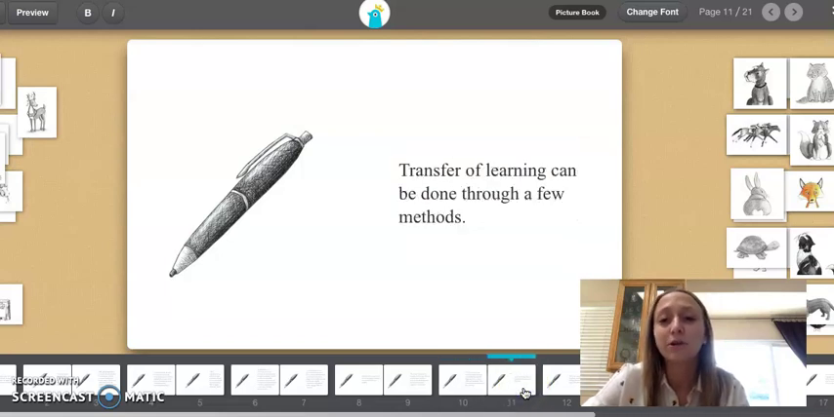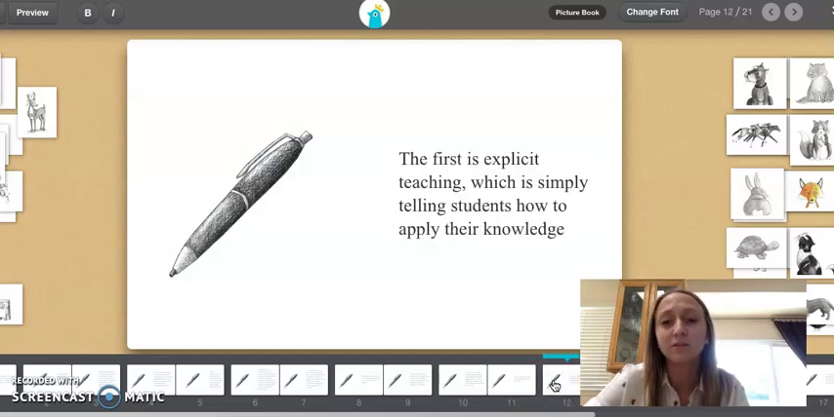So this transfer of learning can be done through a few different methods. The first is explicit teaching, which is essentially when a teacher just tells a student how to apply their knowledge. So telling your students why this is going to be useful, and where it can apply after they're done with school.